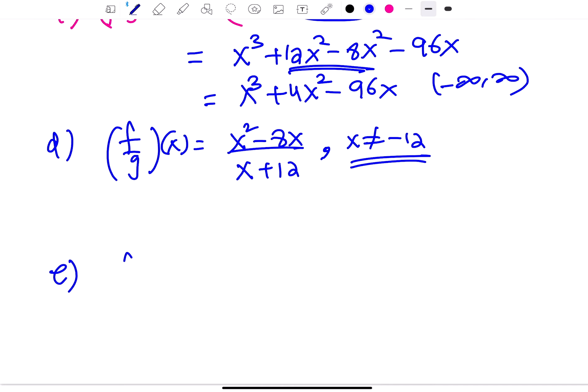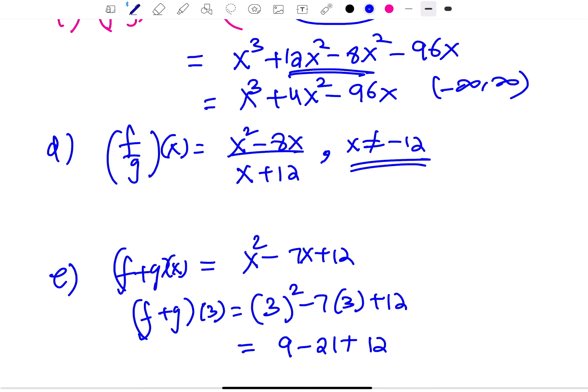That comes out to be, that would be actually 0.